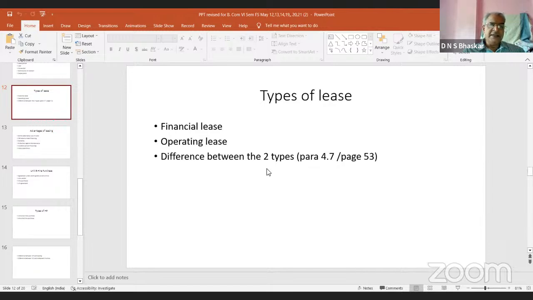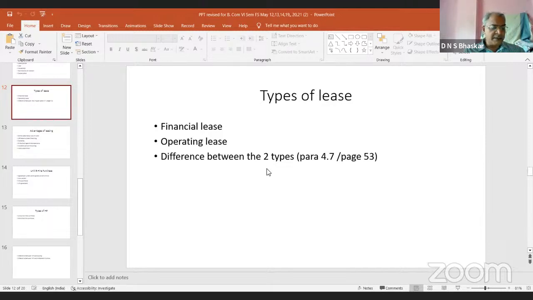The second is that a financial lease is treated as a loan for the purpose of procuring an asset, whereas an operating lease is treated on a rental basis, and lease rental will appear in the accounts. A long-term lease agreement is a financial lease, whereas a short-term agreement is an operating lease. Cancellation of the lease agreement: in case of financial leases, it is not possible for the lessee to cancel the agreement, whereas in operating leases the lessee can cancel the agreement, but the lessor cannot cancel it.